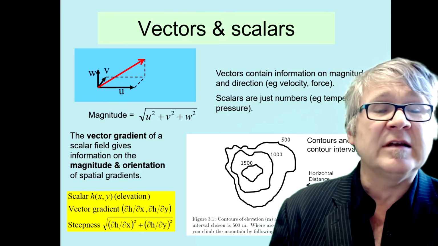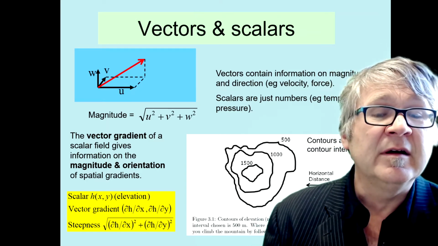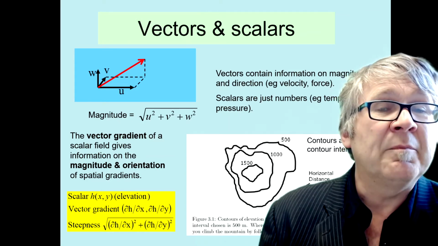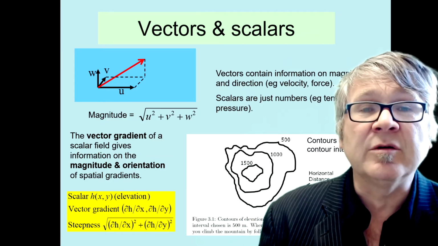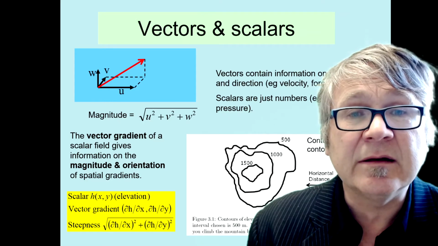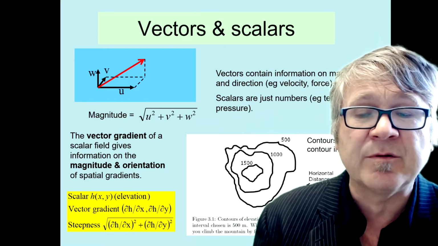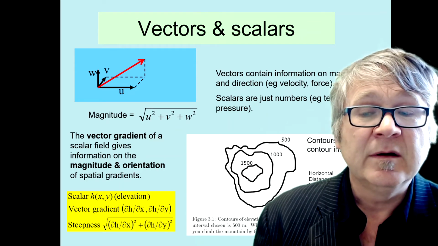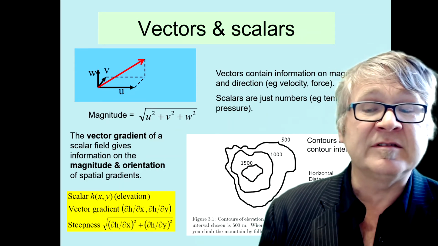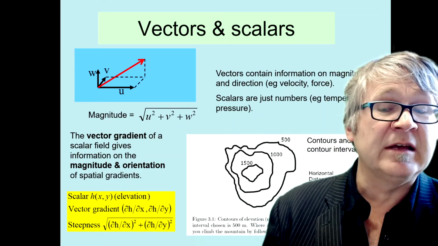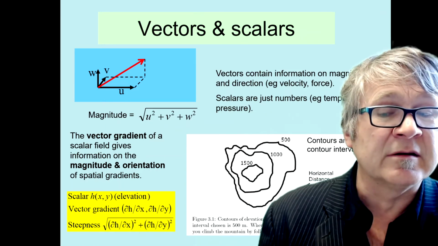So in this example of the elevation, it gives you information on the steepness. In which direction do you have the steepest gradient? Okay, so you have a scalar field, which is elevation here. You can work out the vector gradient. This is how it's done.